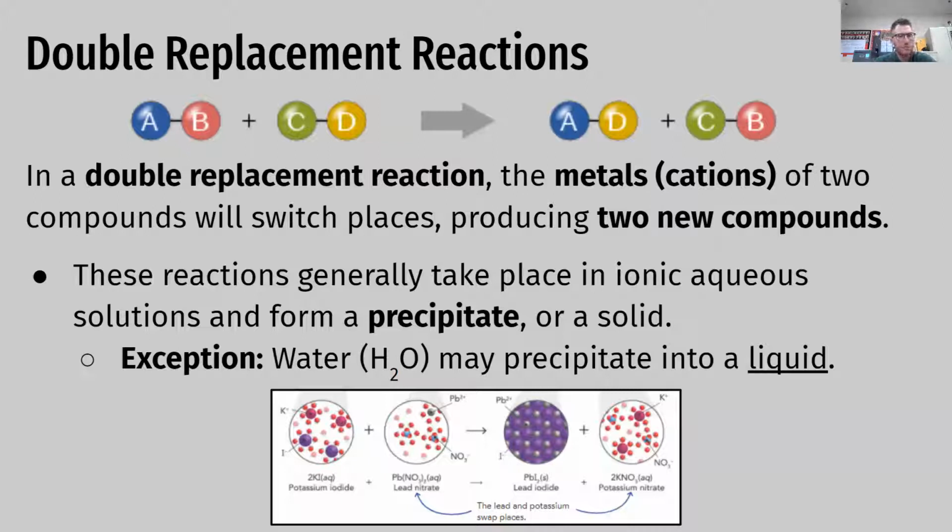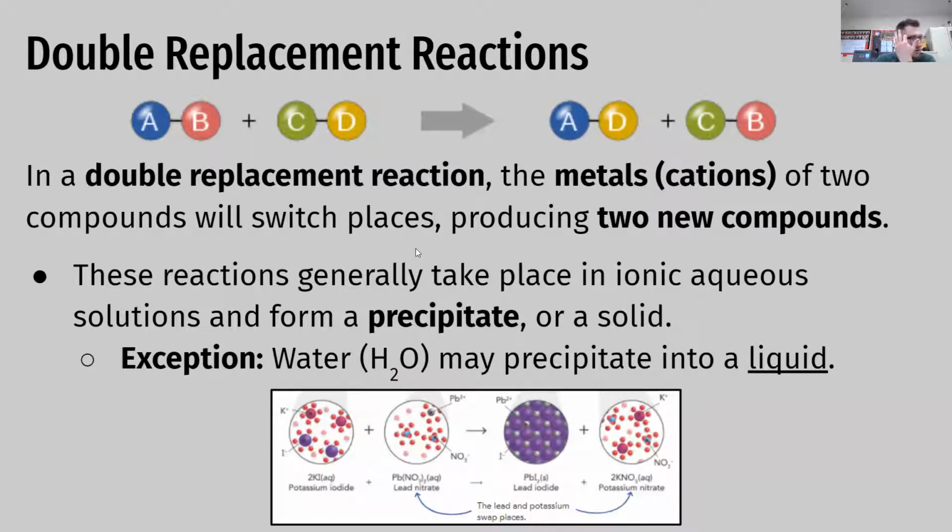In a case where we react two things and one of the products that comes out is water, H2O, that is also considered a precipitate, but in this case it is a liquid precipitate. So we always want to make sure that we are finishing our reaction and that the products of our reaction contain one solid, sometimes a liquid, and some sort of solution.